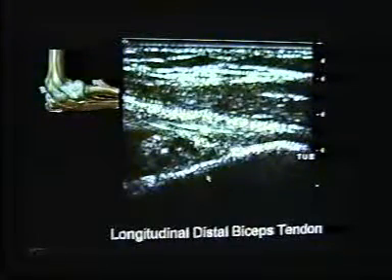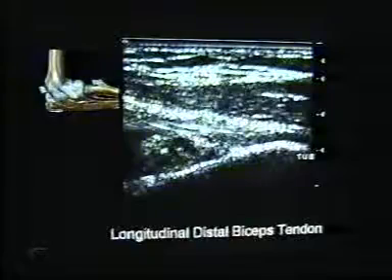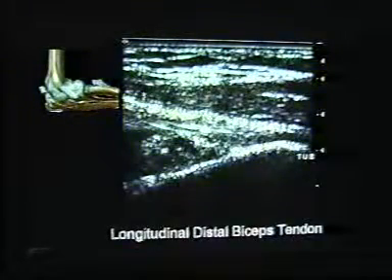There is the longitudinal distal biceps tendon, the whole of this.